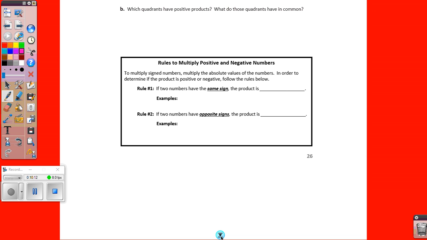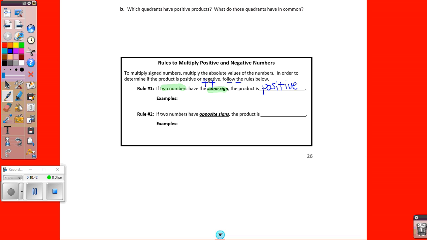Okay, so there's basically two scenarios that could happen here. So rule number one, if you have two numbers that are being multiplied that are both of the same sign. So we're focusing on the fact that it's two numbers multiplied that are the same sign. So that could mean that we're multiplying two positive numbers, or we could be multiplying two negative numbers. So if they have the same sign, then your product is always going to be positive.